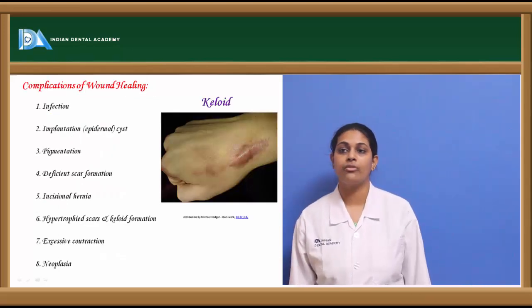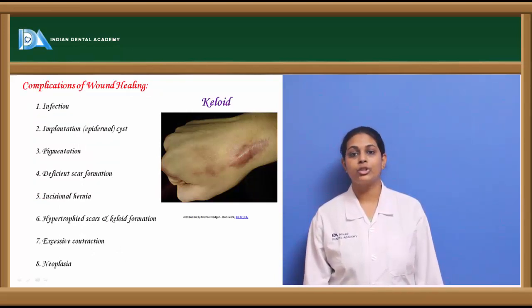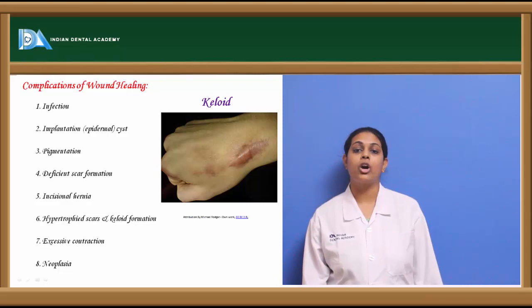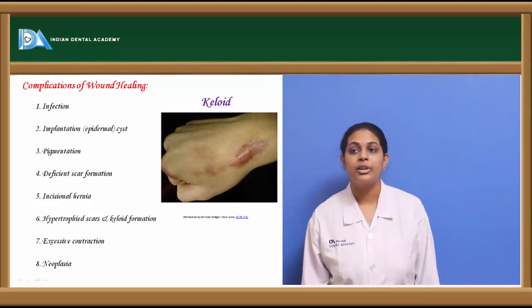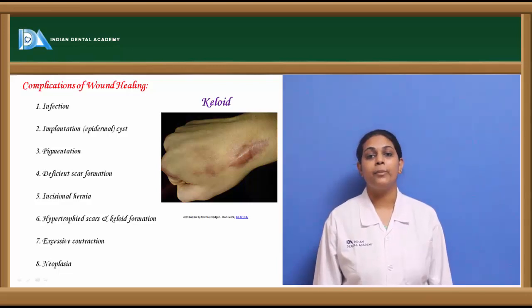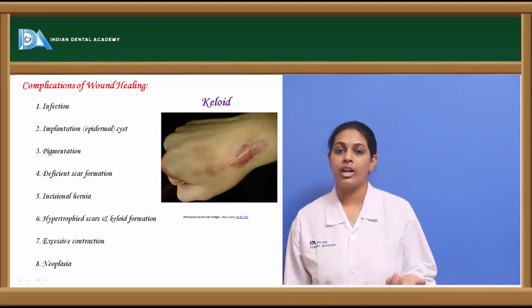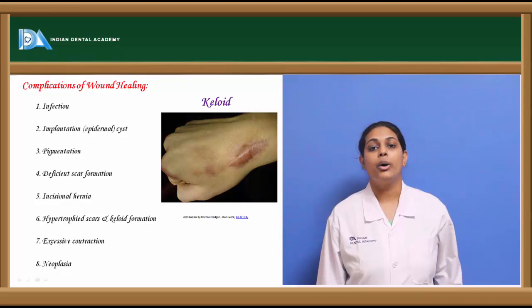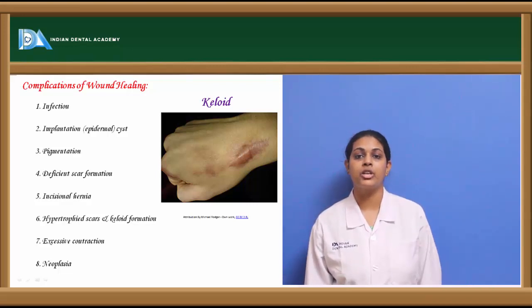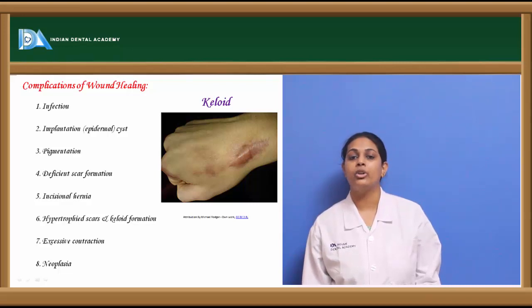Coming to the complications of wound healing, as already explained, infection is also one of the reasons for a delayed wound healing or a compromised wound healing to occur. Coming to the implantation or epidermal cyst, it can also be formed if any epithelial cells are remaining at the area of wound, it might result in an epidermal cyst formation. Pigmentation can occur at the site of wound healing when suppose there's any deposition of hemosiderin, which can result in pigmentation and give a brownish or muddy red color.